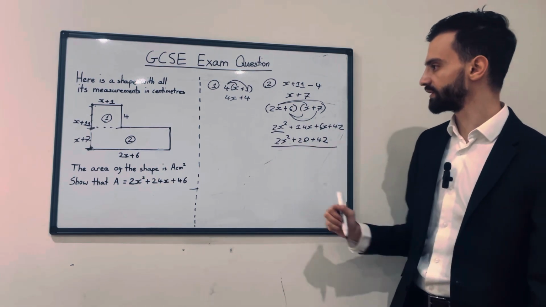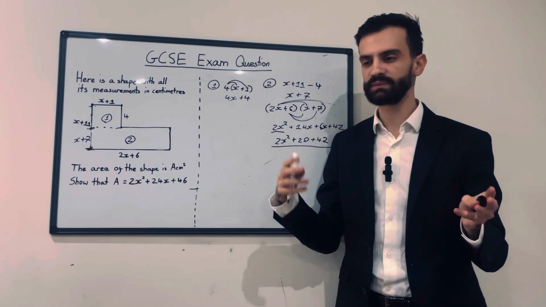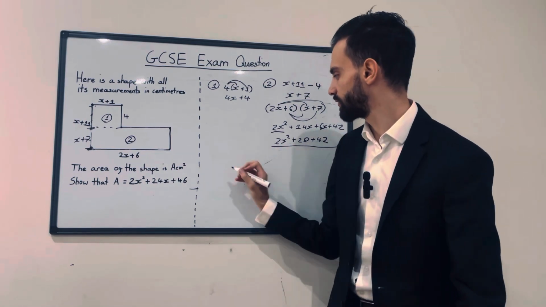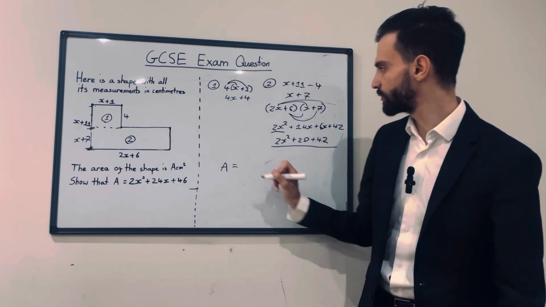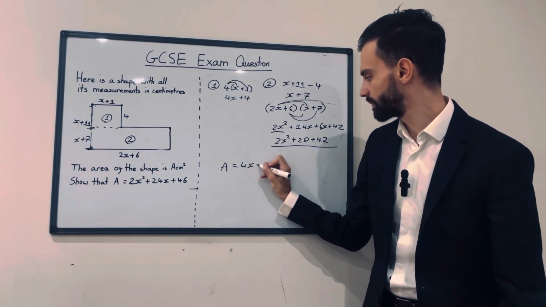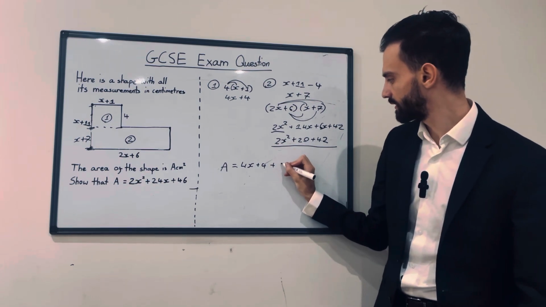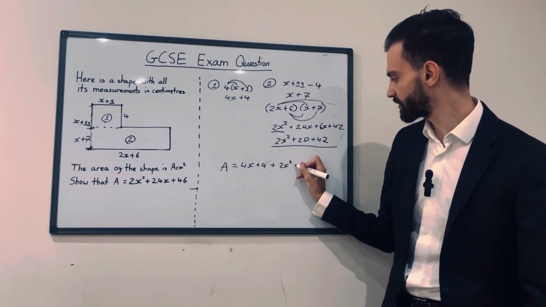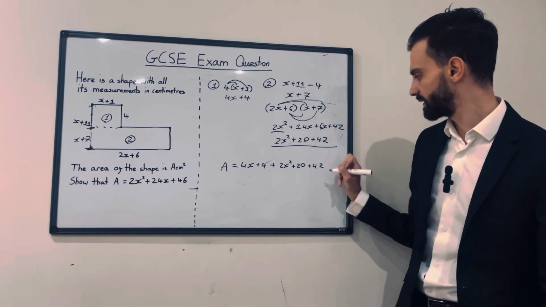Now we have our area for shape number 2, and we're going to combine these two together by adding them up to get our answer. To get our total area of the shape, A is equal to 4x plus 4, adding our second area, 2x squared plus 20x plus 42.